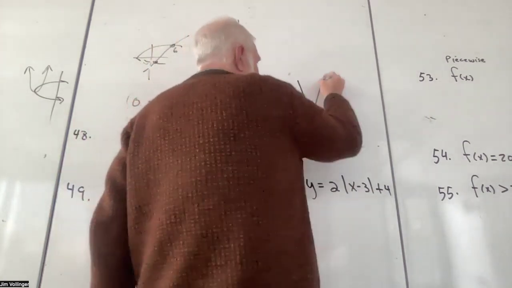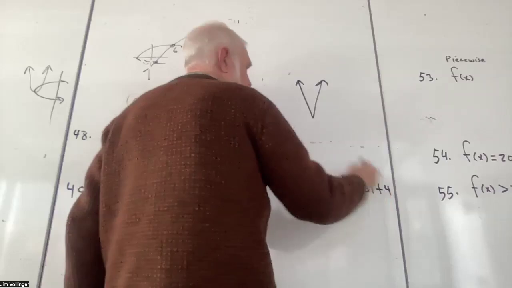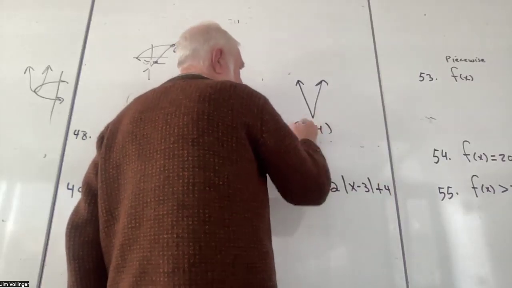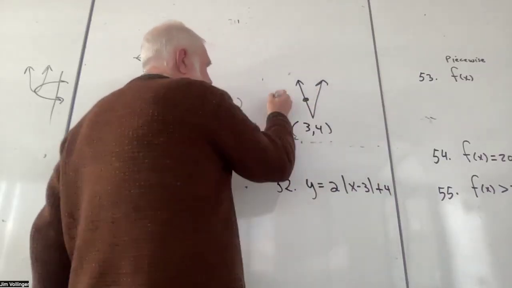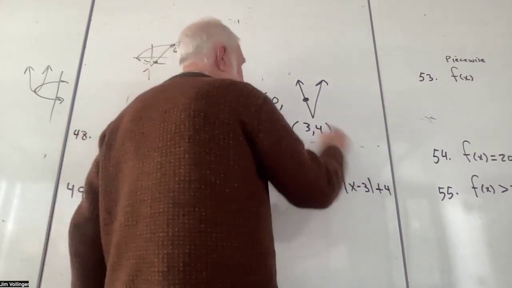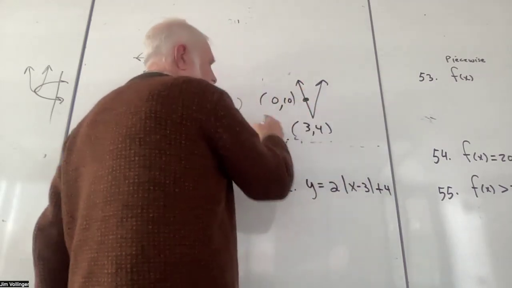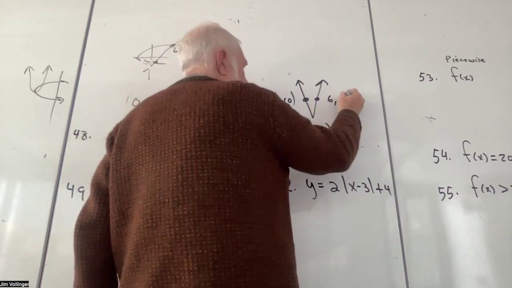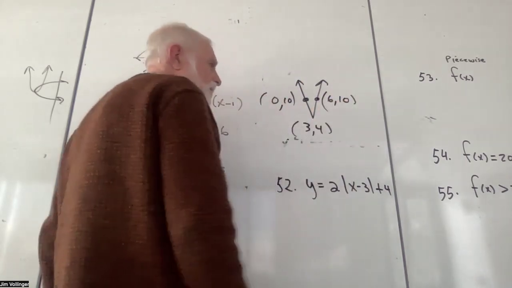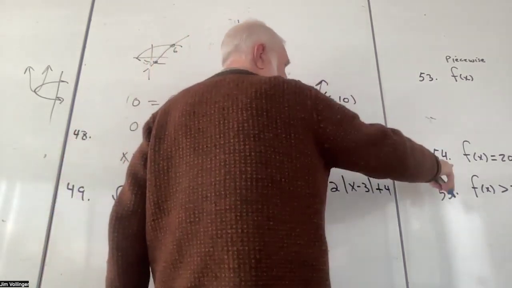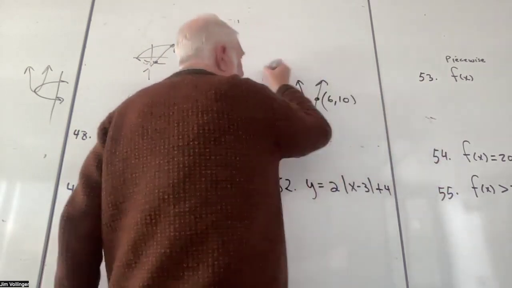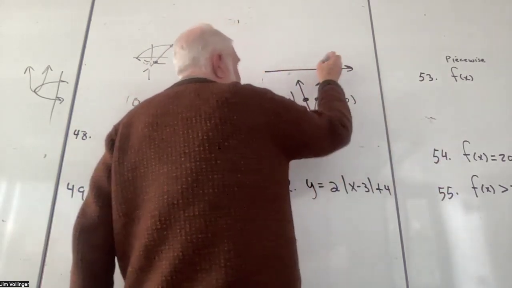V shape up. 3, 4 vertex. Zeros on this side. Plug a 0 in, I see 10. If I know that, I also know 6 gets me 10. I'm trying to solve this. Next, I'm gonna write it as a piecewise in a second. I'm trying to find when it hits a height of 20.